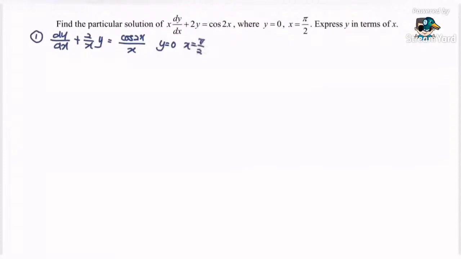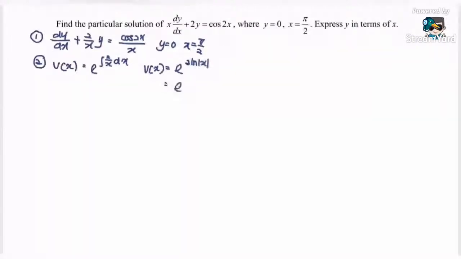with respect to x. So the integrating factor is equals to e to the power of 2 ln x. Simplify the situation, equals to e to the power of ln x to the power of 2. And by using the properties or the rules of log and indices, we notice that it will become 1. So finally, the integrating factor is equals to x to the power of 2.